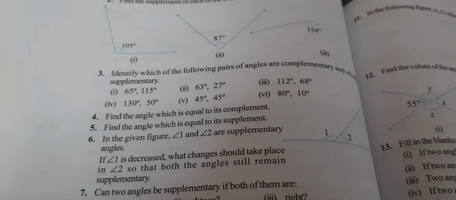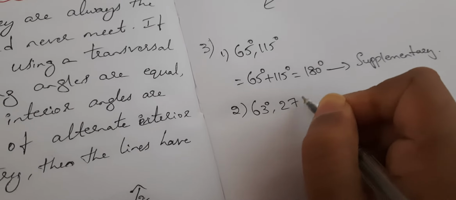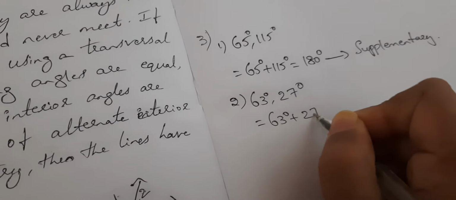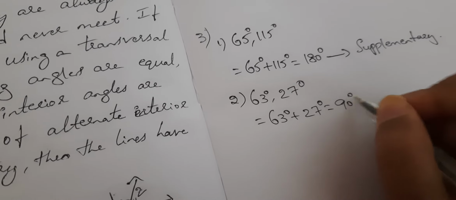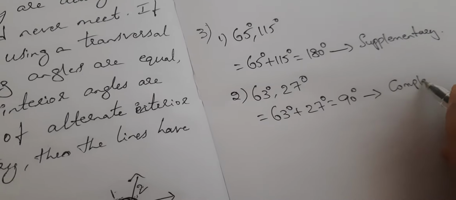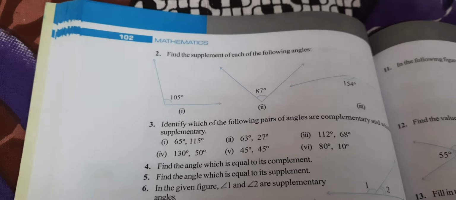Now second one you see, second one is 63 and 27. 63 degrees and 27 degrees. 63 degrees plus 27 degrees is equal to, 63 plus 27 how much? 90 degrees. 90 degrees means which angle it is? Complementary angle. So I think next 3, 4, 5, 6 you can do it as homework, students. Now let's go to fourth problem.